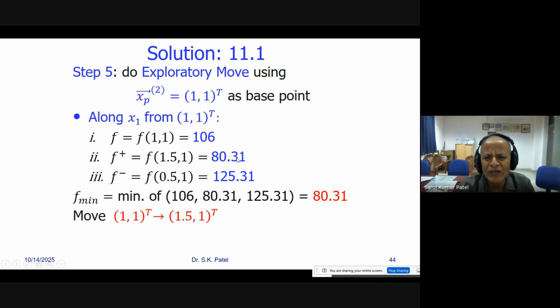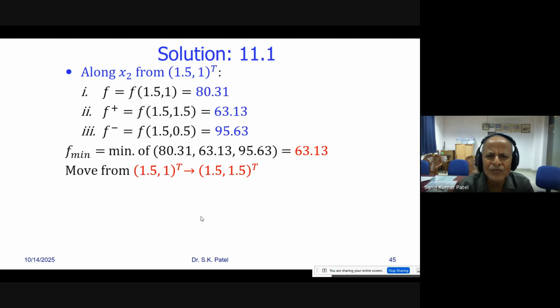In these 3 values, the minimum is 18.31. So we move to (1.5, 1). This is after the search in the x1 direction. Then we search in the second direction, the x2 direction. Here we put x1 constant at 1.5 and vary x2. So in all 3 points, x1 is 1.5, and x2 varies as 1, 1.5, 0.5. Again, you get 3 values. Minimum is 63.13. So move to (1.5, 1.5). This is the end of the exploratory move. So we completed the second iteration.